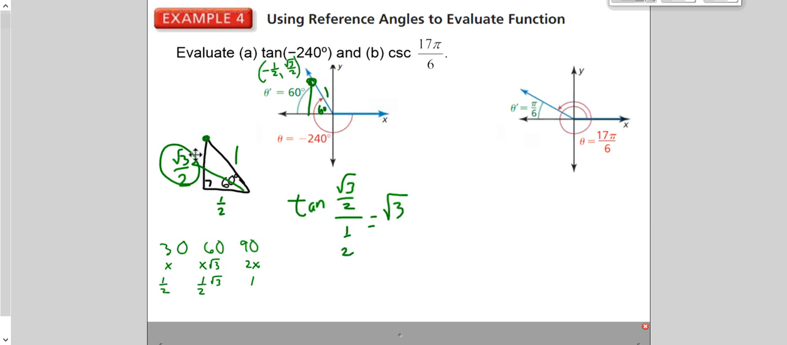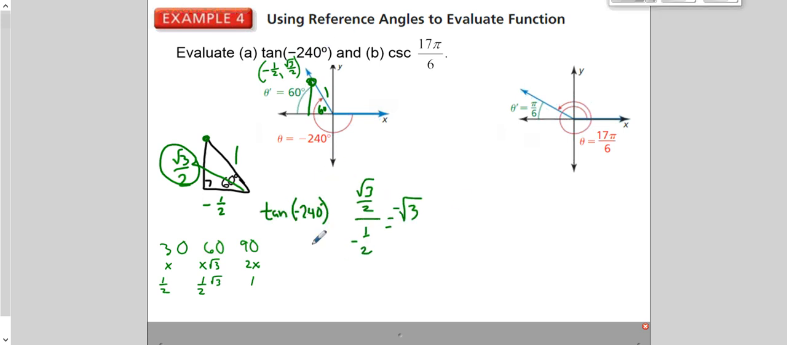So when I drew my reference triangle over here, I did not label my negative. My x went in a negative direction. So we need a negative 1/2 there. So our final tangent of negative 240 degrees equals rad 3 over 2 divided by negative 1/2, which equals negative rad 3. Now, that was using the reference angle and drawing a reference triangle.